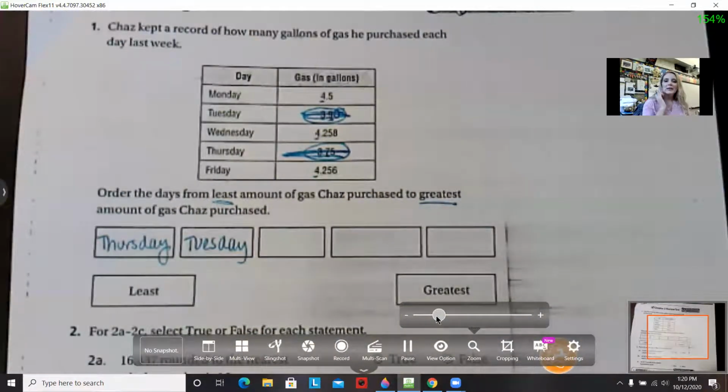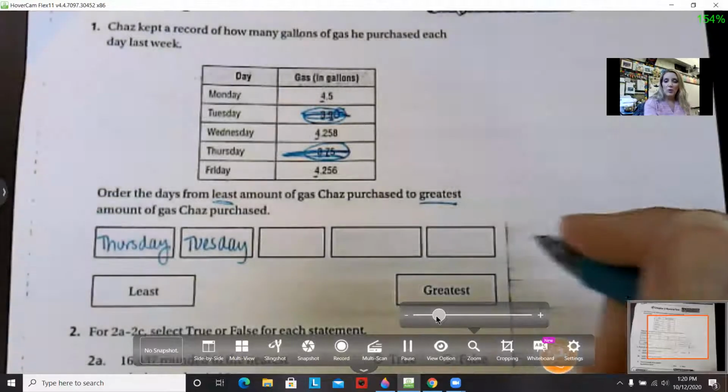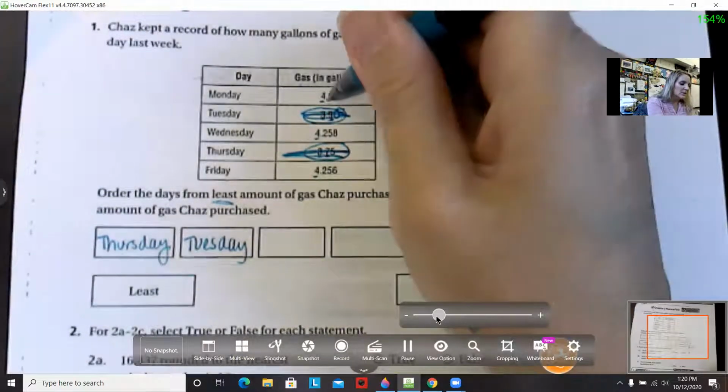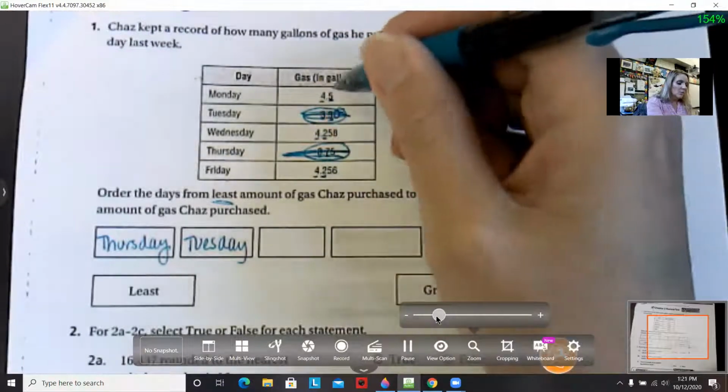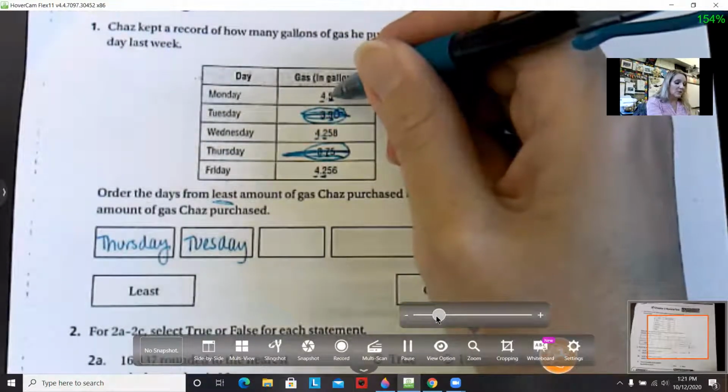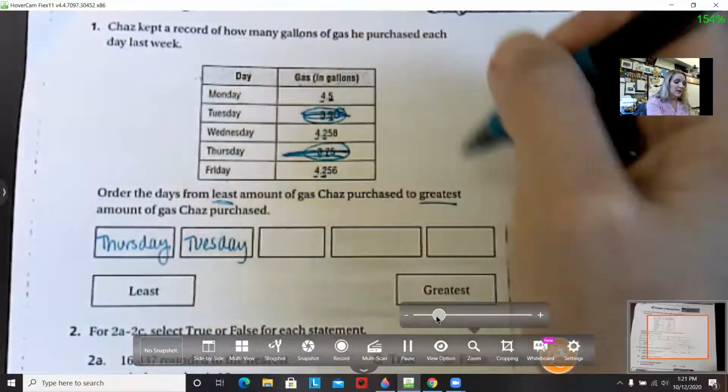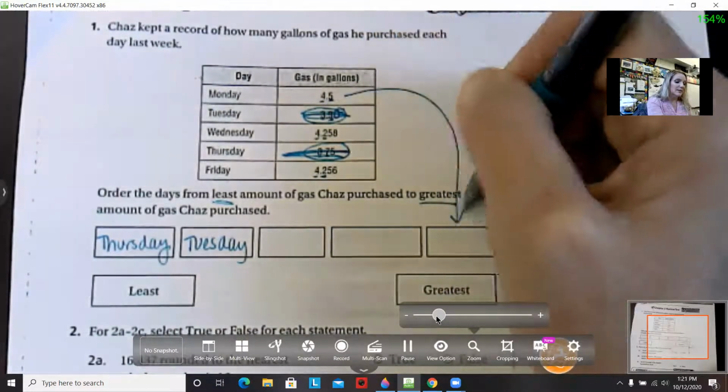All right, now the last 3 numbers, they all begin with a whole number 4. So now we have to go to the tens place. We have a 5, a 2, and a 2. Well, of course, 5's the greatest number here, so I could do that last. I definitely am going to put Monday last.